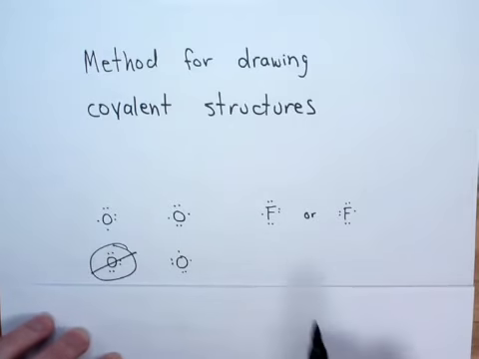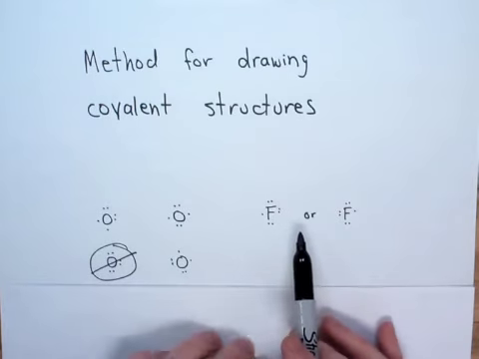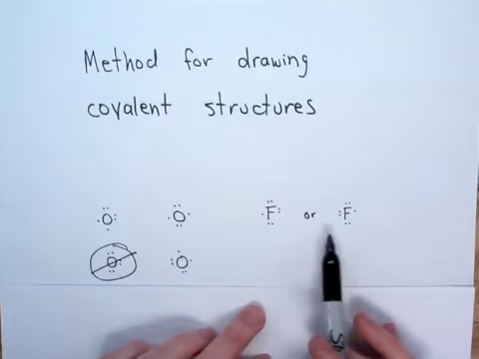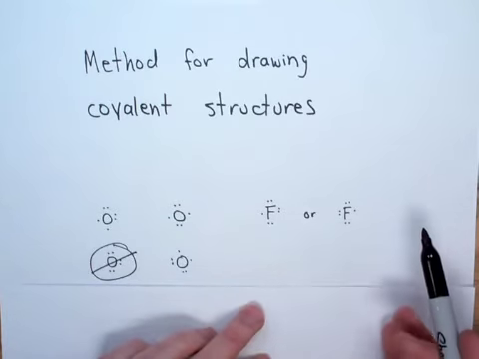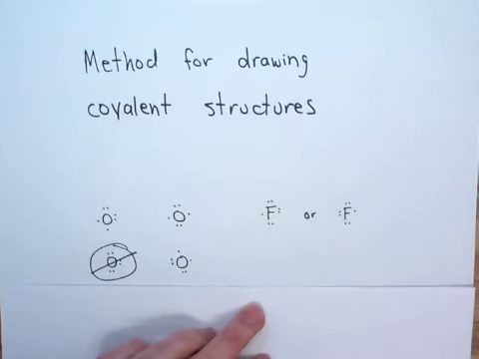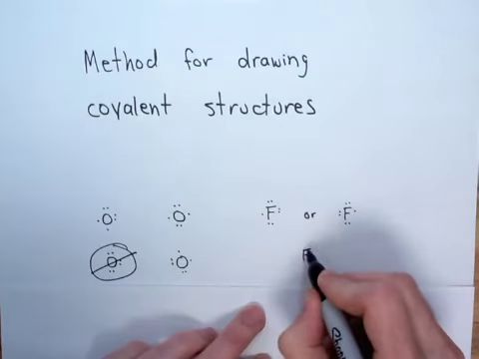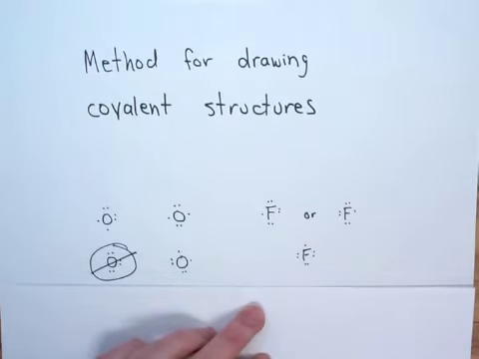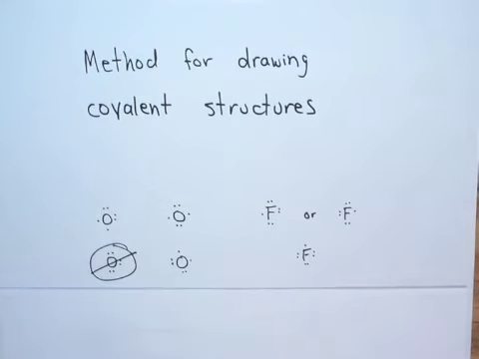Another example would be something like fluorine. With fluorine, there's a total of 7 valence electrons, and so the only difference would be which side that single dot is on. These are just 2 of the acceptable ones, but for example, another acceptable way to draw it would be something like that. So the reason I'm pointing this out is a little bit of vocabulary.